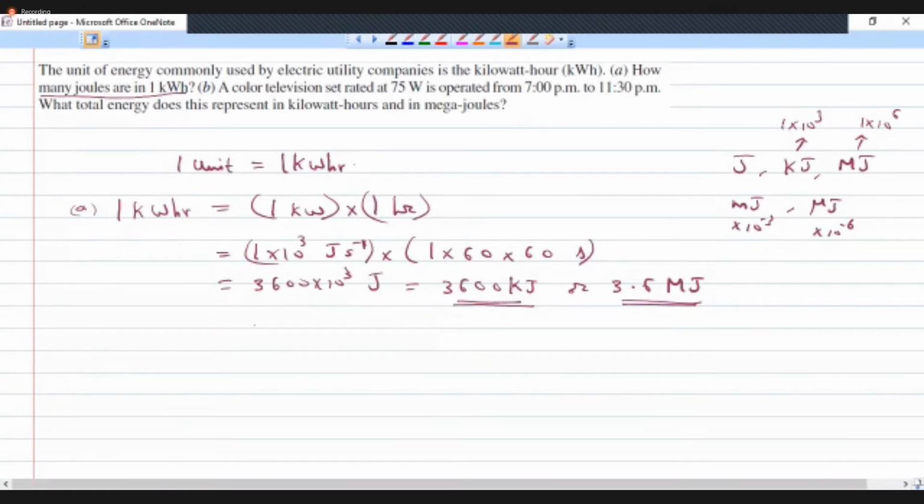It means that it is not advisable to write this as 360 into 10 power 4. It is not advisable to write like this. Rather, you prefer into 10 power 3, 10 power 6, 10 power 9, or 10 power minus 3 like that. Okay.